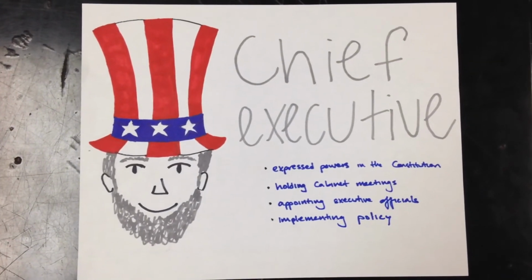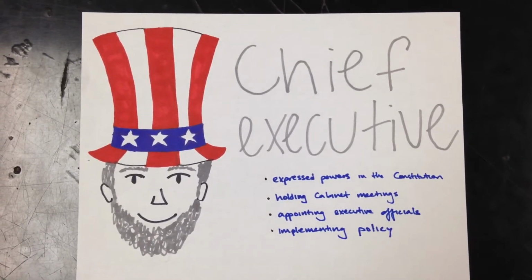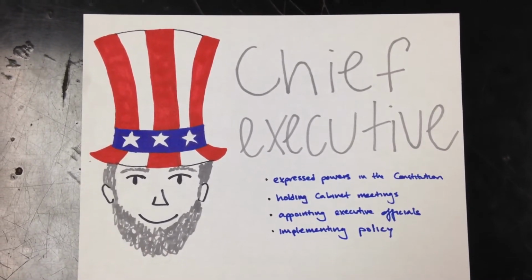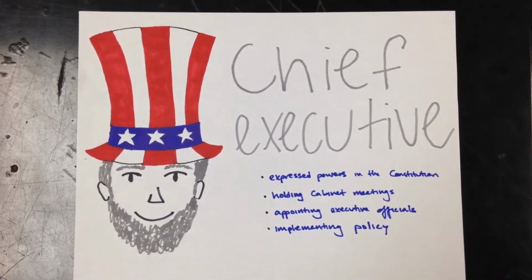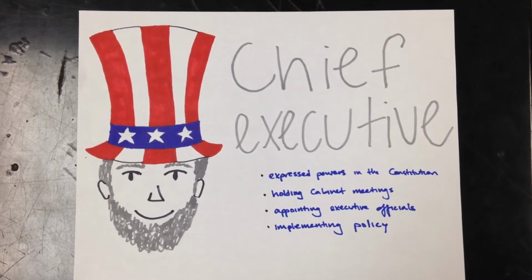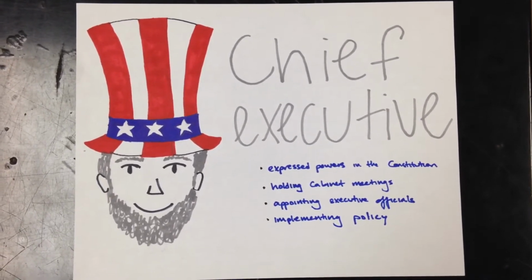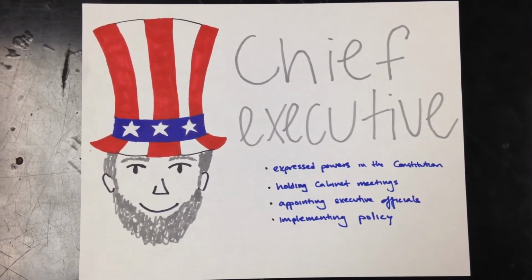As the chief executive, the president exercises powers explicitly granted to him in the Constitution. Such powers include implementing policy, supervising the executive branch of government, and appointing and removing executive officials. Examples of the president's role as the chief executive include holding cabinet meetings to discuss government business or appointing the head of the CIA.